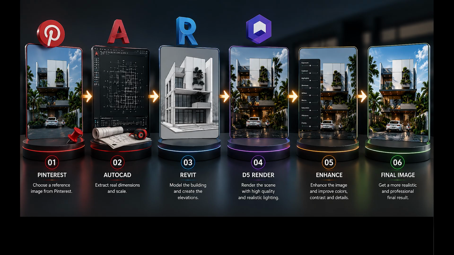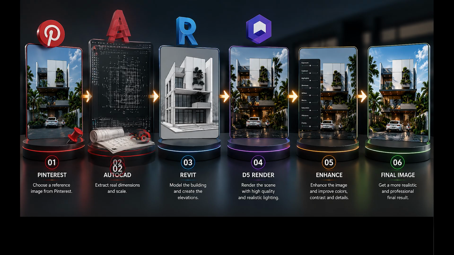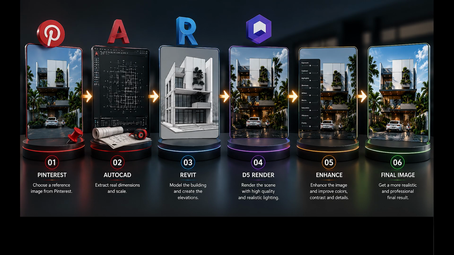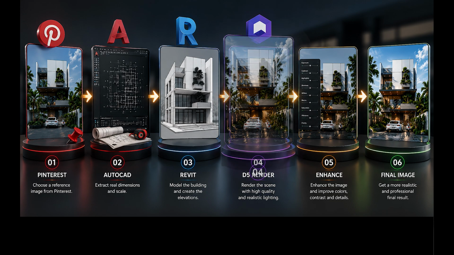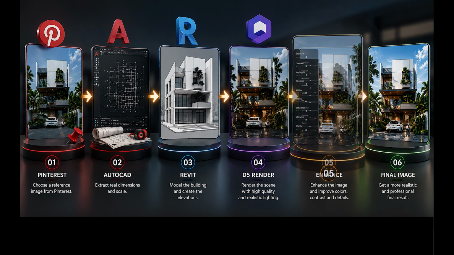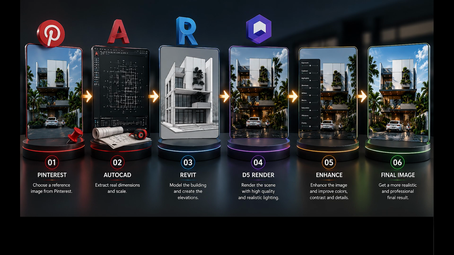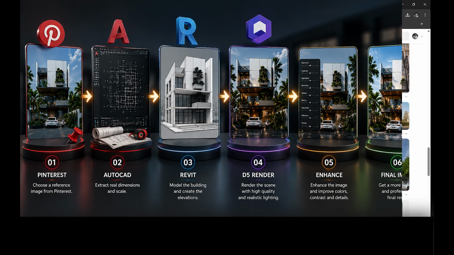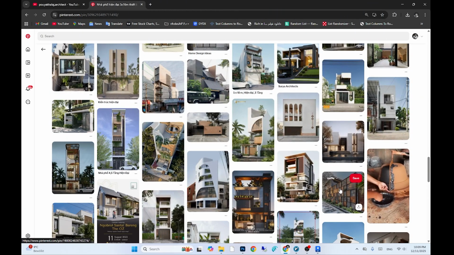First, I analyze the facade and retrace its real dimensions in AutoCAD. Then I model the project accurately in Revit. And after that, I bring the model into D5 Render and create a realistic render. This video shows my full workflow from reference image to the 3D model and final render.